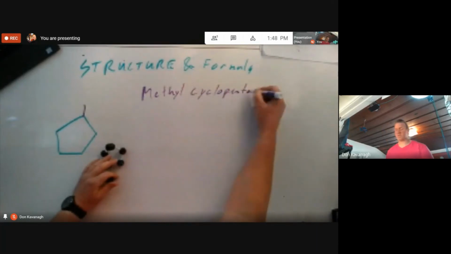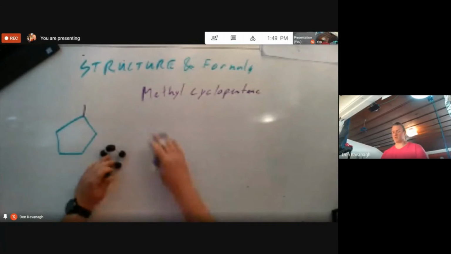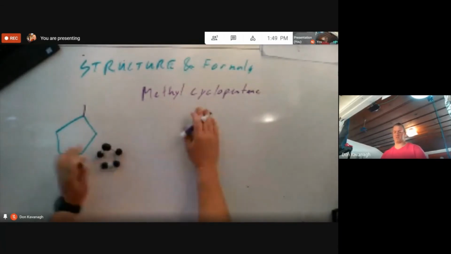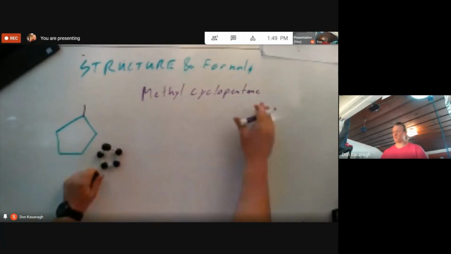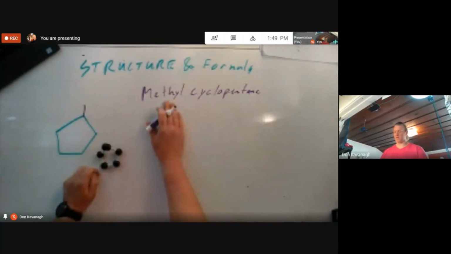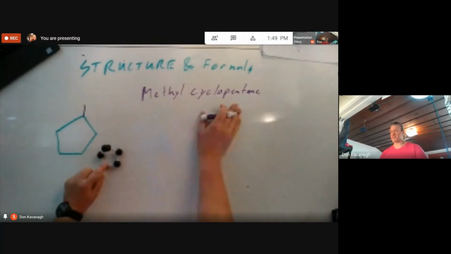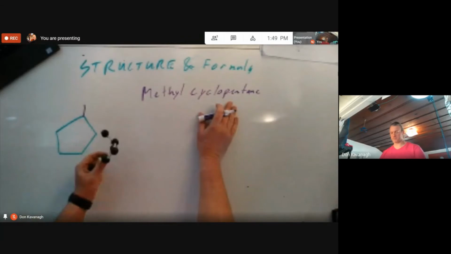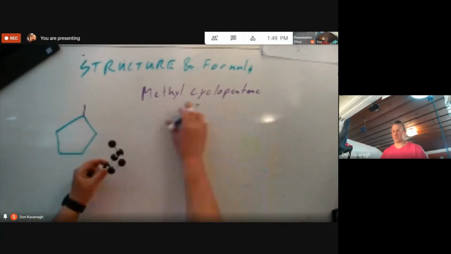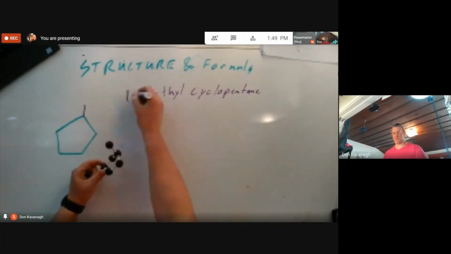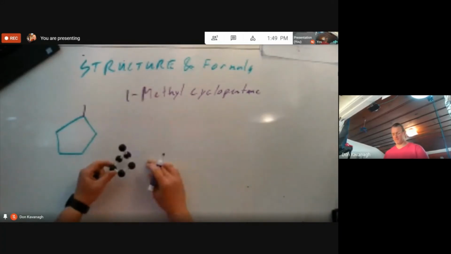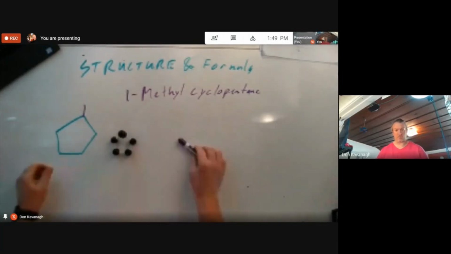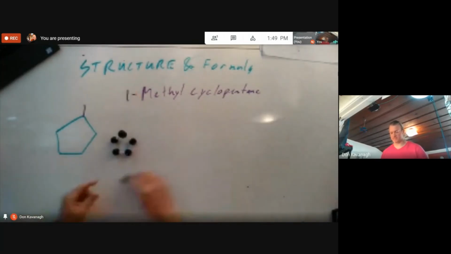The 2 best tips I can give you are that the number of carbons in the name has to equal your picture, and to read it backwards. There are 6 carbons in this name. There are 6 carbons in this structure here. And if we read it backwards, the parent chain is cyclopentane and the methyl comes up. We could also call this 1-methylcyclopentane. The 1 is kind of redundant. There's only 1 substituent on there.